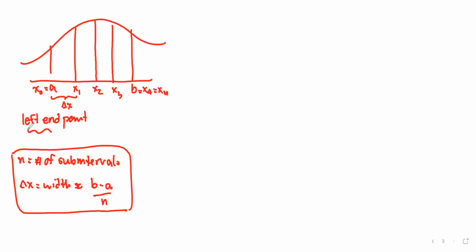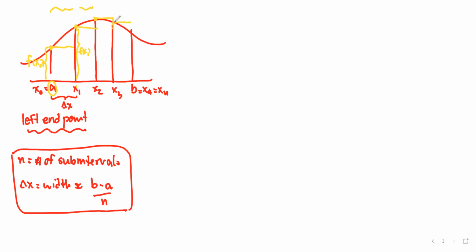Use the left endpoint. It means for each interval, for each bar, you're going to use the left function value as the height of the bar, the f of x0. And then for the second interval, you use the left endpoint to find the height of the bar, or the function value. So this is the function at x1. And then the next one, same way.